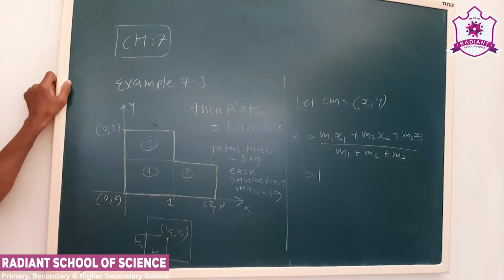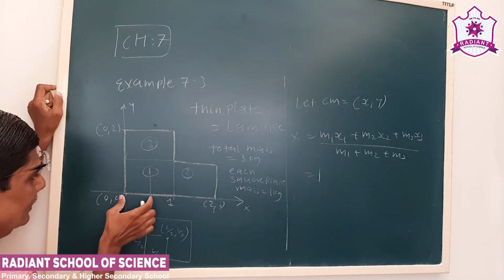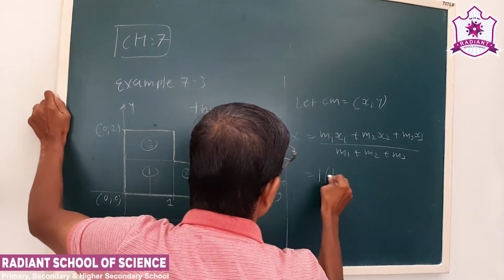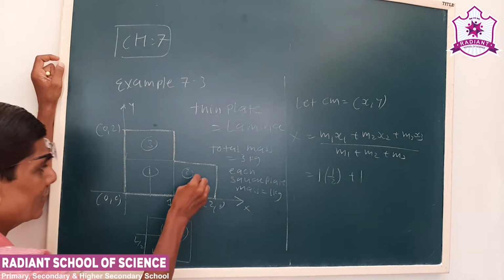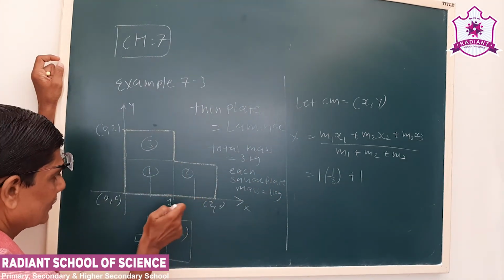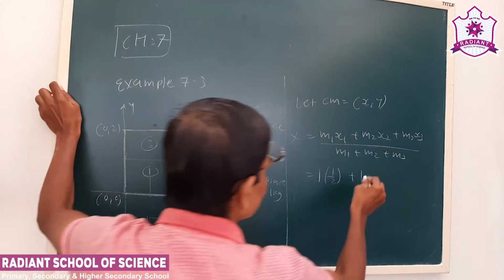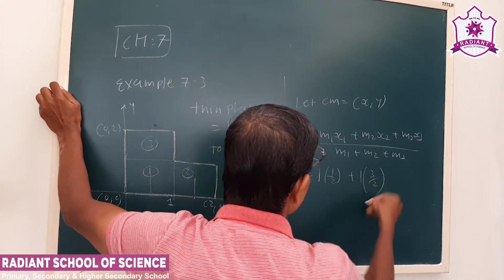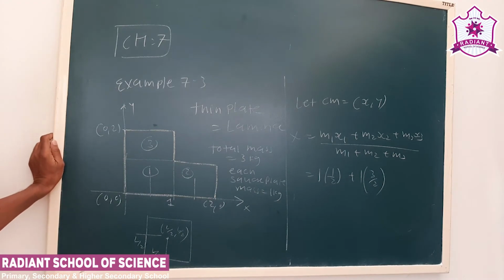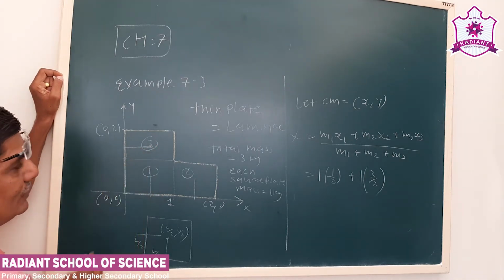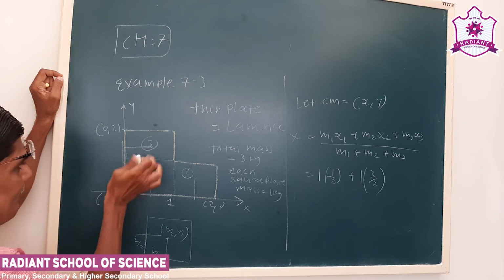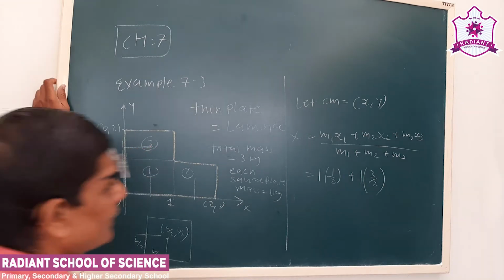Now what is the x coordinate? See, this will be 1 by 2. m2 also 1. For the x2 coordinate, it will be 1 by 2 after this 1, so it will be 3 by 2. Now see, the third plate, center of mass will be here. What will be the distance here? This is our origin, so this distance also will be 1 by 2.